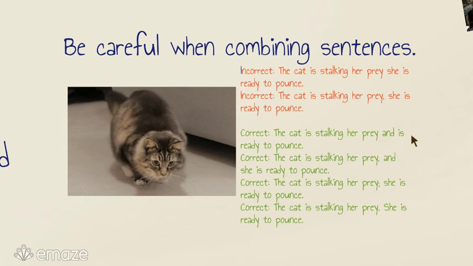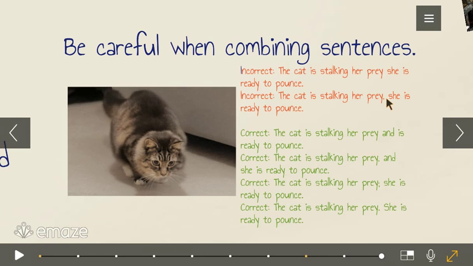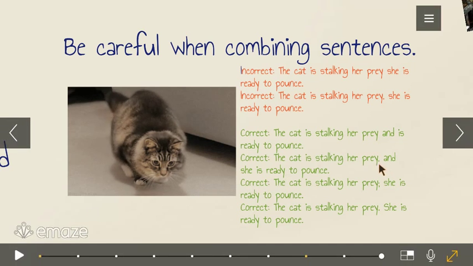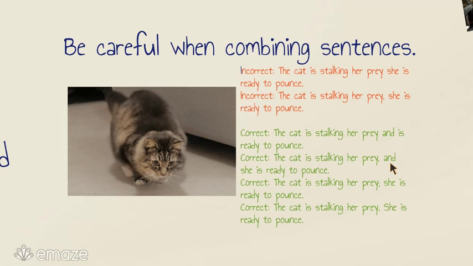A second way to fix this would be to add the word and in between my comma and my second independent clause. You can join two independent clauses with a comma and a conjunction, like or, and, nor, but, yet, or so. So I could say the cat is stalking her prey, comma, and she is ready to pounce.